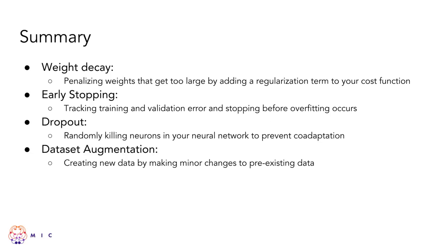Cool. Okay, so to summarize, weight decay is the practice of penalizing weights that get too large by adding a regularization term to reduce complexity. Early stopping is tracking your training and validation error to stop overfitting before it even occurs. Dropout is randomly killing neurons in your neural network to prevent co-adaptation. And dataset augmentation is the practice of creating new data from pre-existing data. Any questions on any of these? Because this is the end. This is your last chance.